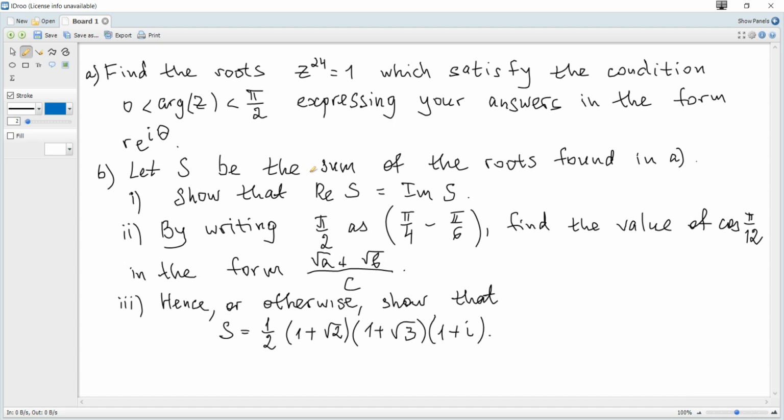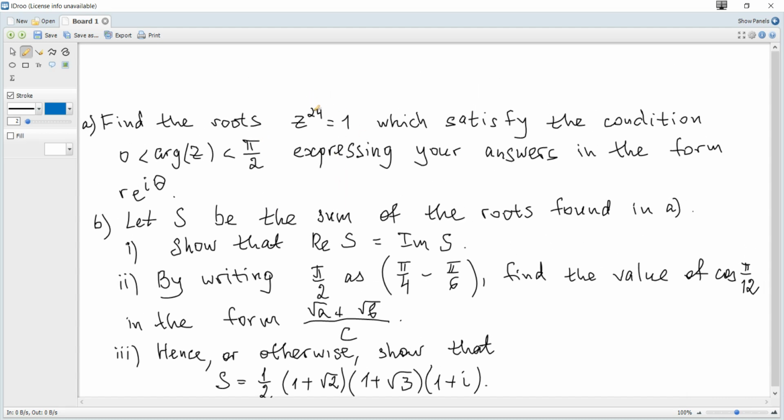Find the roots of z to the power of 24 is 1, which satisfies the condition argument of z is greater than 0 and less than pi over 2. Express your answers in the form r multiplied by e to the power i theta, the Euler's form. To find the roots, we need to represent a given complex number in the Euler's form r multiplied by e to the power i theta first, and how to represent just 1 in the Euler's form.